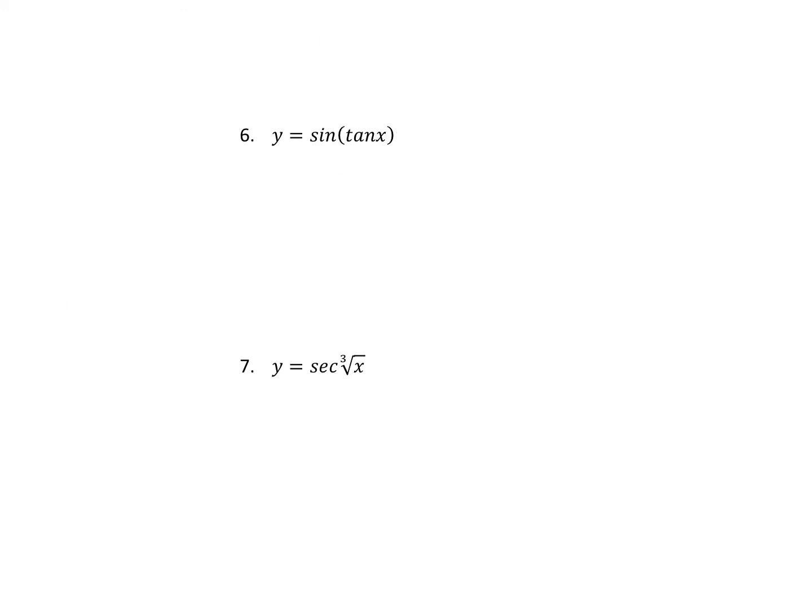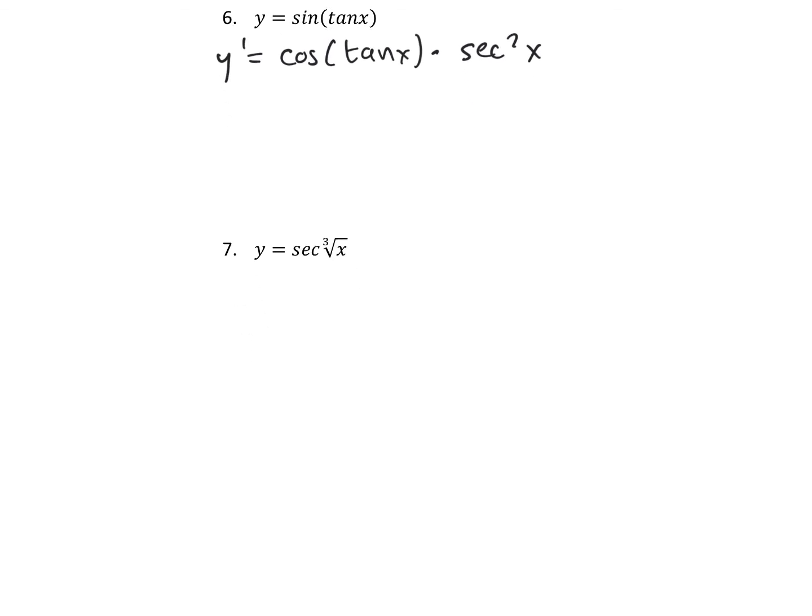Okay, let's look at this example. So sine tan x. So this is not a product rule, it is a composition. So sine, the derivative of sine is cosine. And then tan x remains the same, and then we take the derivative of the inside function, which is tan x, so that would be secant squared x. So don't confuse that with a product rule. It's not sine x times tan x, it's a composition of functions.